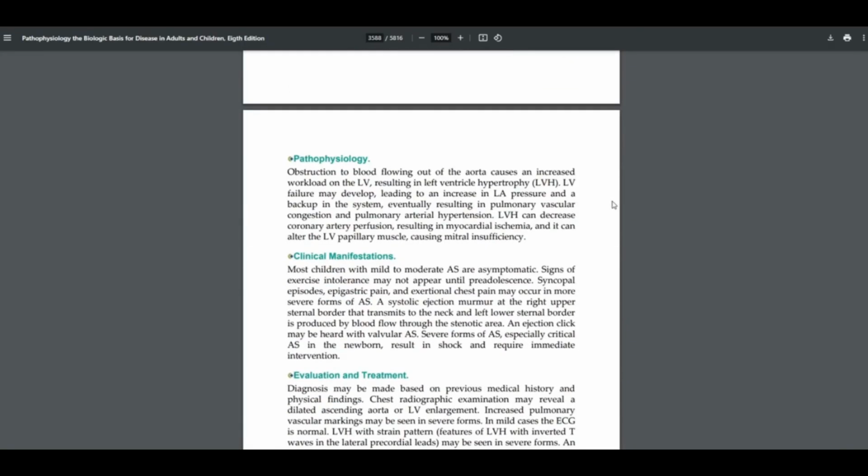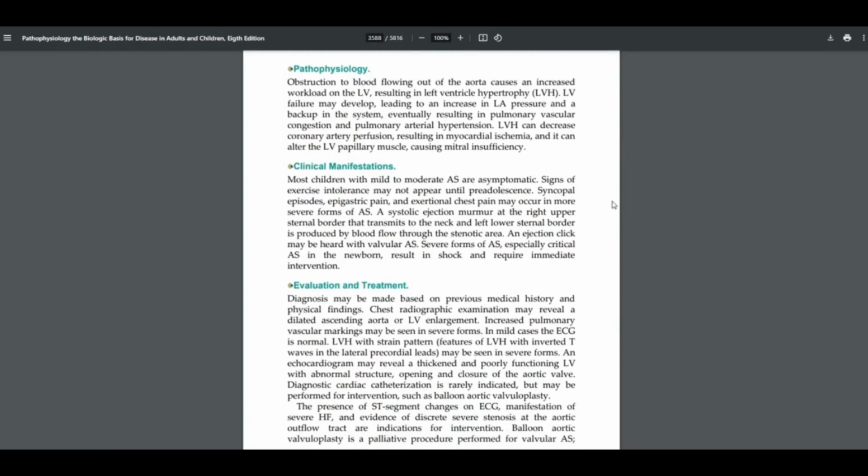So what is our pathophysiology? Obstruction to blood flowing out of the aorta causes an increased workload on that left ventricle, resulting in left ventricular hypertrophy. Left ventricle failure may develop, leading to an increase in left atrium pressure and a backup in the system, eventually resulting in pulmonary vascular congestion and pulmonary arterial hypertension. Left ventricular hypertrophy can decrease coronary artery perfusion, resulting in myocardial ischemia, and can alter the left ventricle papillary muscle, causing mitral insufficiency.